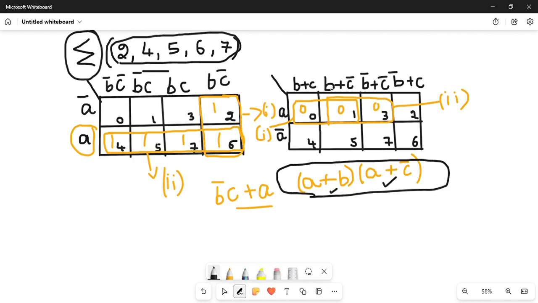So when you take common from these two, it is nothing but C bar, so therefore you are supposed to write it as A plus C bar, right? So this is one important thing, right?